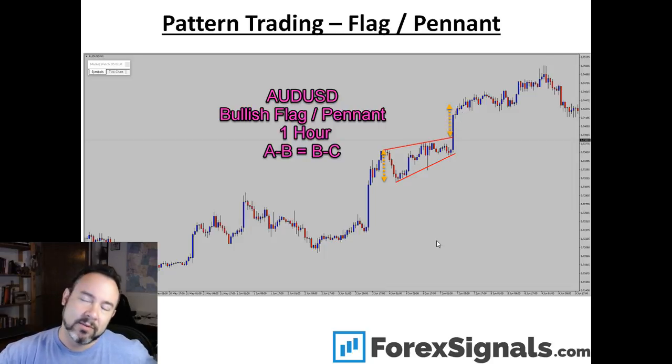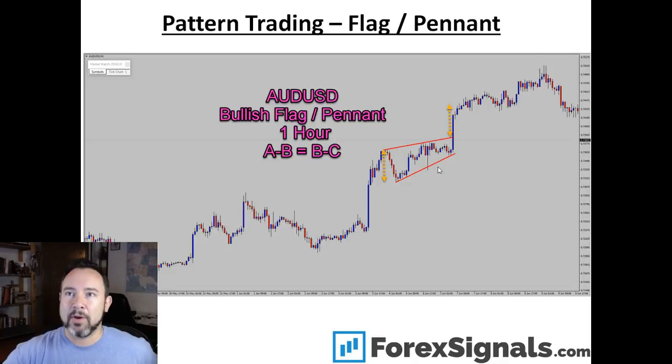So there's a lot of different ways to trade this. But the point is we have a pattern here, a rising pennant or a rising wedge on the Aussie buck. Again, we had pattern trading, and we had support and resistance trading and trend line trading.